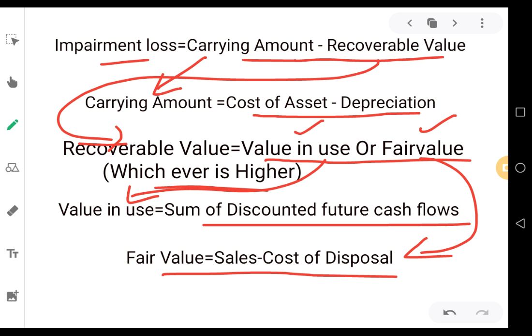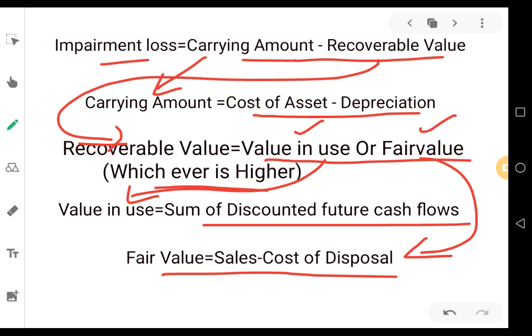So, impairment loss is calculated by using this simple equation, that is carrying amount minus recoverable value of the asset. Carrying amount minus recoverable value of the asset. Then how do we calculate the carrying amount? Carrying amount equals cost of the asset minus its accumulated depreciation.